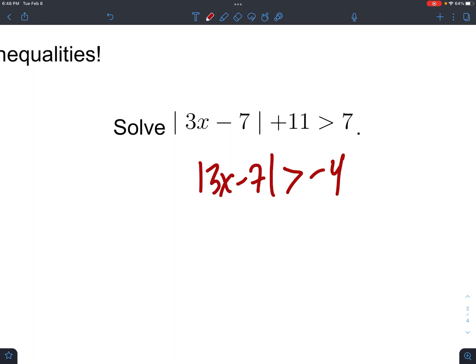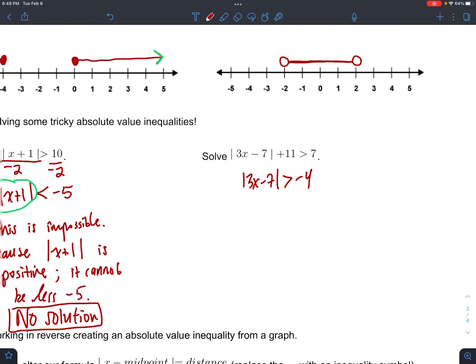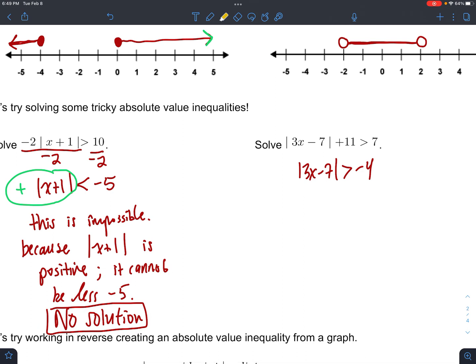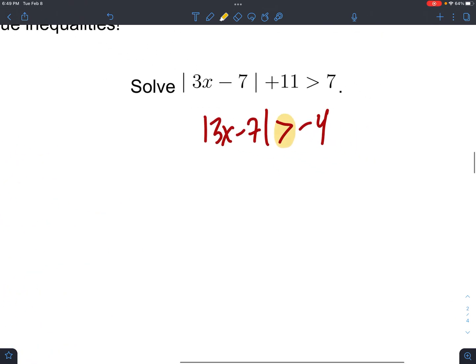Similar thing over here. I'm going to move the 11 over, and I get a negative again on the right side, which is really the root of all of our problems. How do we reason through this? The only difference is now the sign is in a different location. We still have a negative, but now the sign's different. So this one is always true.